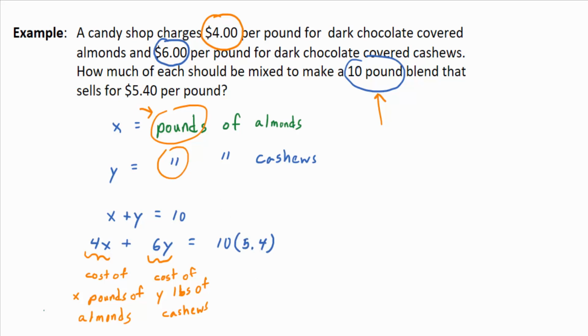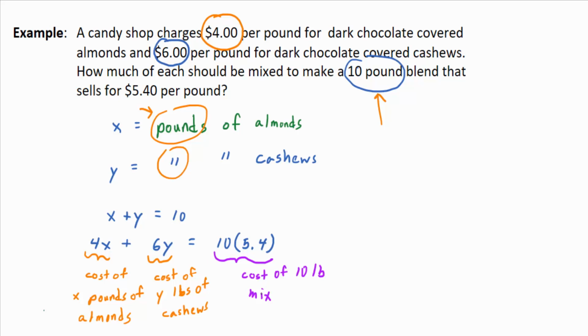So just to make this totally clear then, 10 times 5.40 is the cost of the 10-pound mixture. The units should match up on the left side and the right side. If you just left it as 10 on the right side, that's in pounds. The left side, it's in dollars. That doesn't make sense to use an equal sign there. So you've got to get the cost of the 10 pounds of the mix. Okay, does that second equation make sense?